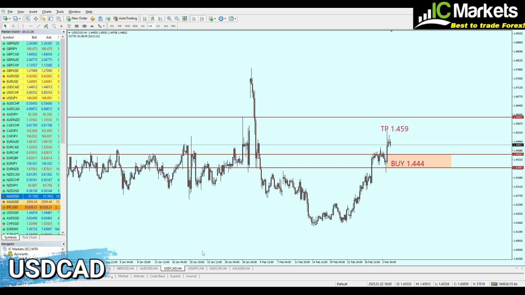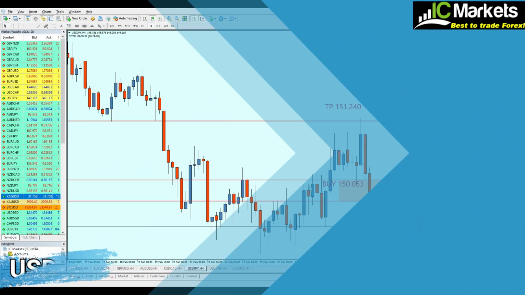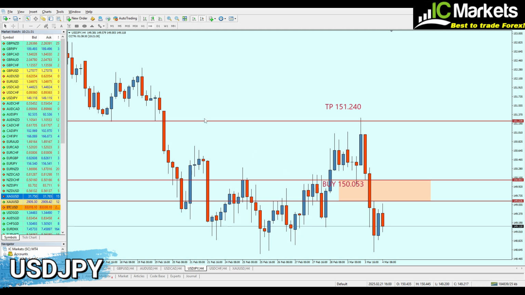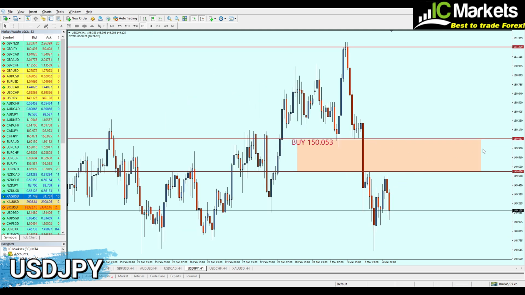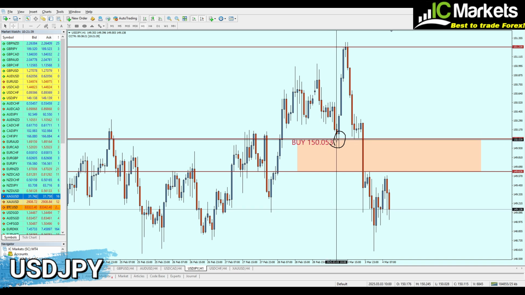Let's now move to the USDJPY. USDJPY also, my friends, was a winner signal. Let me move to the 1-hour time frame. Right here we can see that we had the entry exactly here, which happened yesterday, the 3rd of March, and it went straight to the take profit level, making over 120 pips of profit.